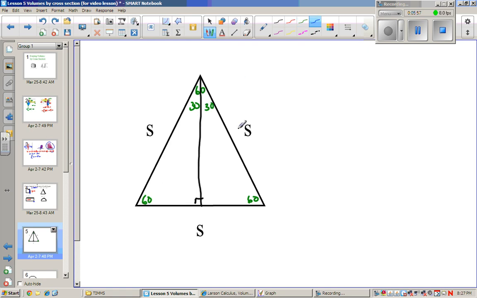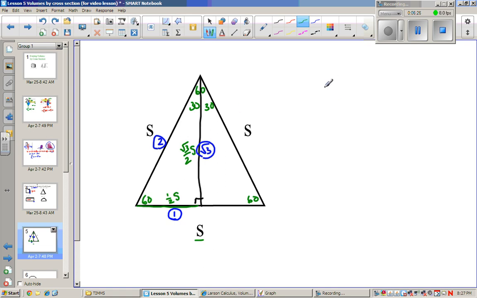And hopefully you remember that the ratio of the sides of a 30-60-90 triangle is 1 to 2 to root 3. And so if this whole side is s, this little side is 1/2 s. And to find this side, which is our height, we multiply 1/2 s times root 3. So our height is root 3 over 2 s.